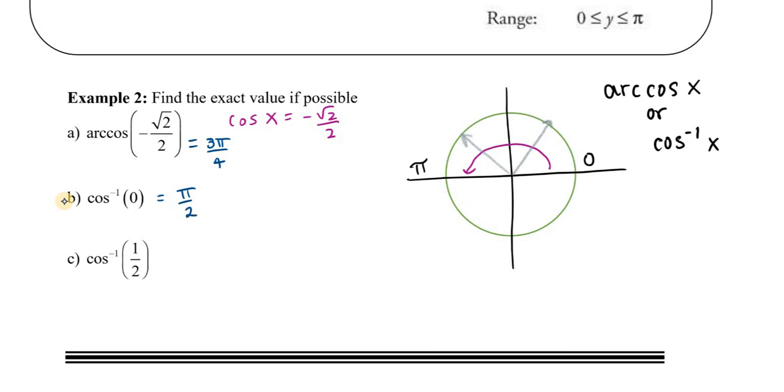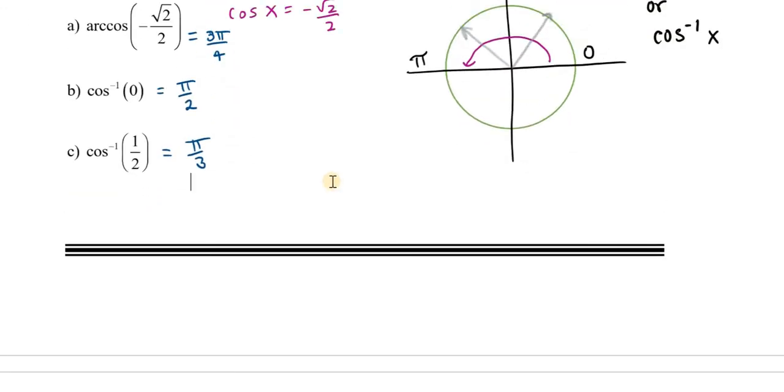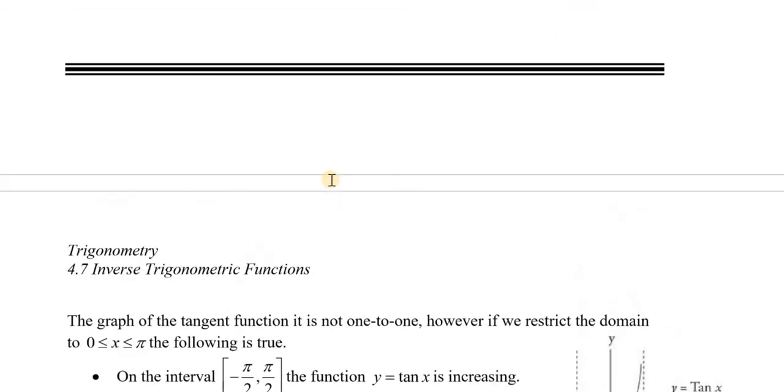And then lastly, the inverse cosine of 1/2, that occurs when the angle is pi/3. So we would just write pi/3. That's it.